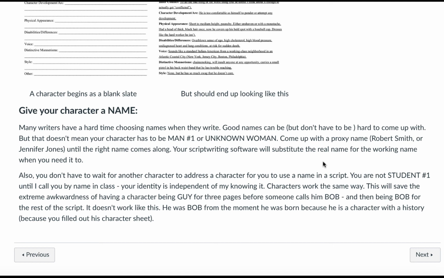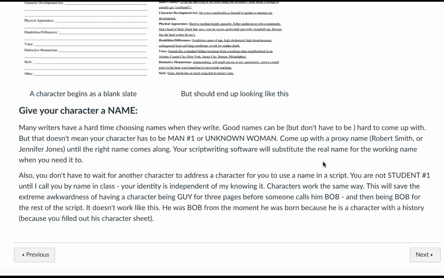Another point I want to make sure you folks know is that you don't have to wait for another character to address your character for you to use a name in a script. You may be wondering what I'm talking about, but very often someone will begin their script and they're calling their character man number one because at no point has anyone given that character a name. It's just an unknown person. And then someone says, hey, Bob, and then suddenly that unknown man becomes Bob. Don't do that.